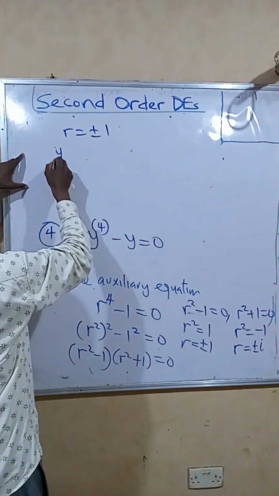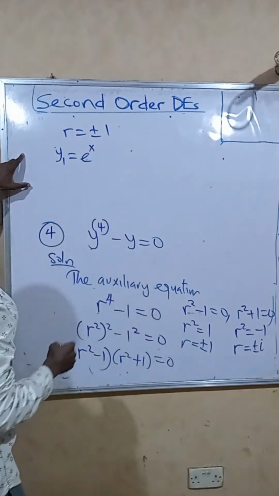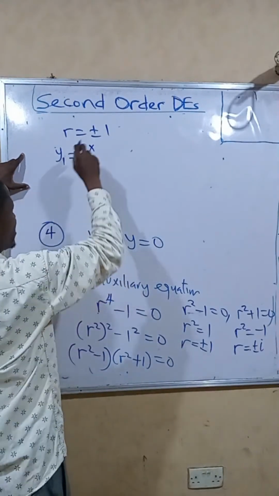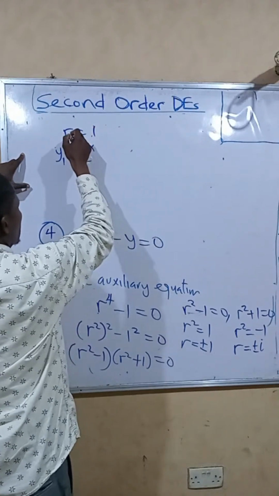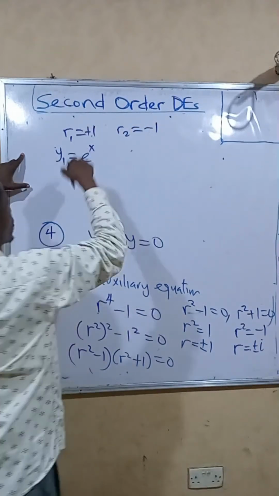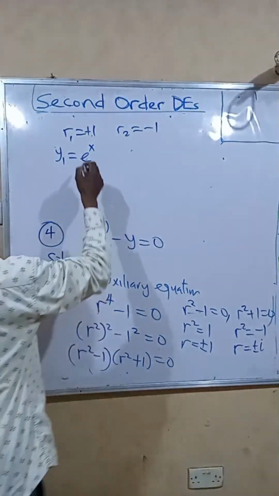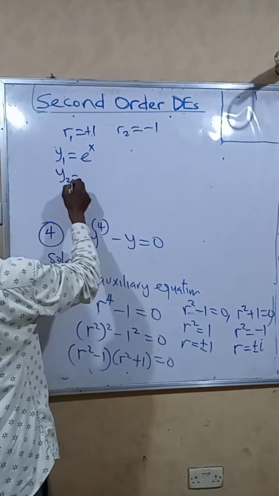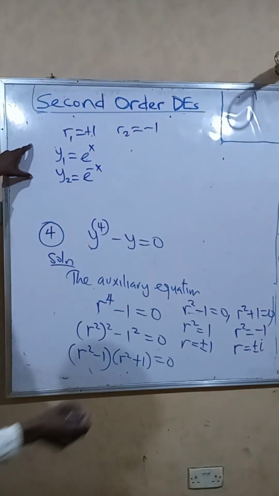We're going to have y1 equal to e to the power x. Don't forget that this one is r equal to 1. I'll call it r1. Then r2 is equal to minus 1. That's the case of this one. So y2 is equal to e to the power minus x. Then let's now go to the other one.